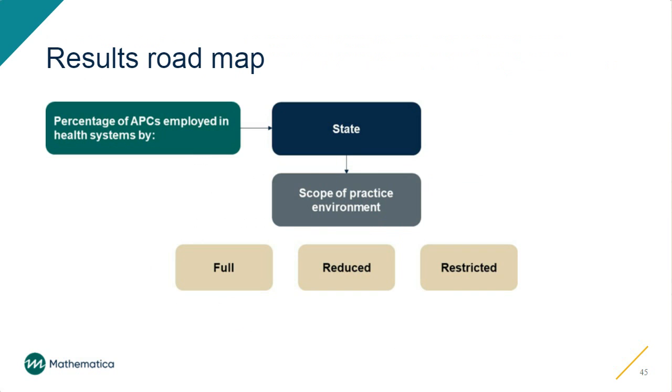Okay, so I'm going to take a step back again and give you a brief results roadmap here before diving into some additional results. In the next couple of slides, we're going to look at the percentage of APCs employed in systems and how that varies by state. And then we're going to drill down once again, looking at states by their scope of practice environment. And we're going to categorize states as having either full, reduced, or restricted scope of practice environments.